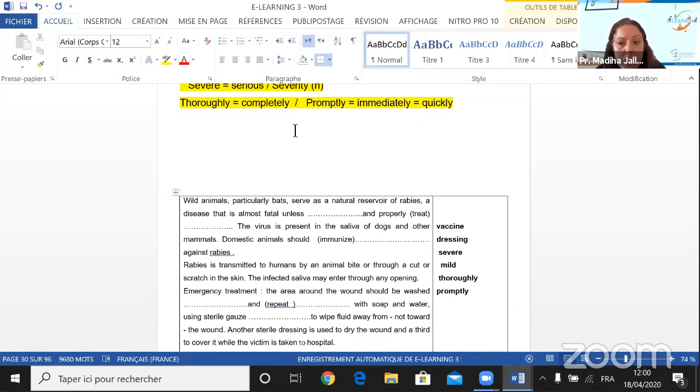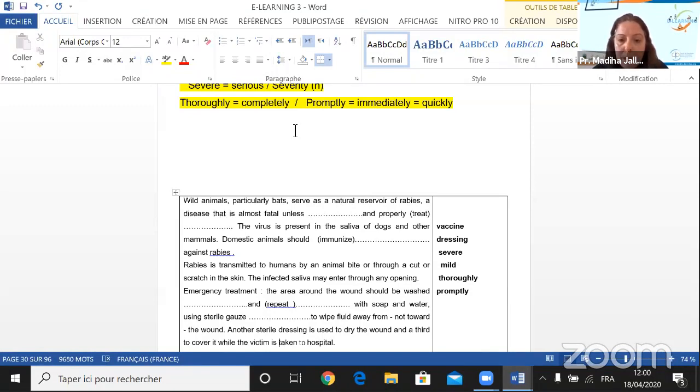Can you pronounce the words of the list? Anyone to read the words of the list? No one? Okay, so vaccine. It's not pronounced with a short sound, you have to say it with a long sound, vaccine. Dressing. Just to remind you, the word dressing is the covering, a material used to cover the wound.